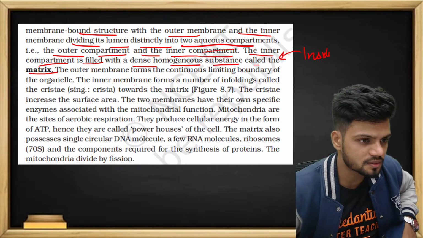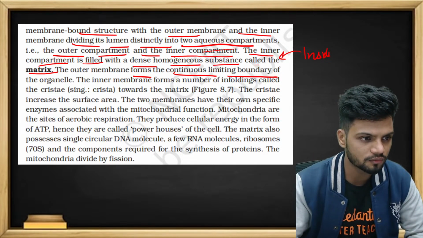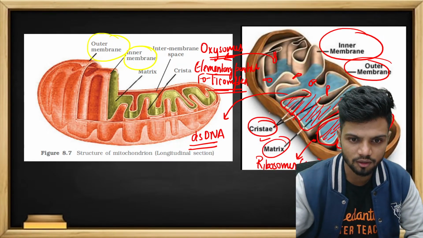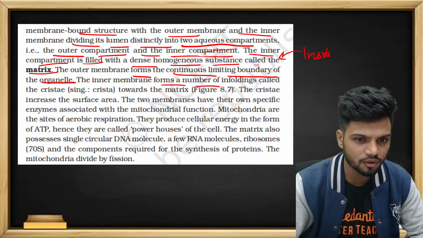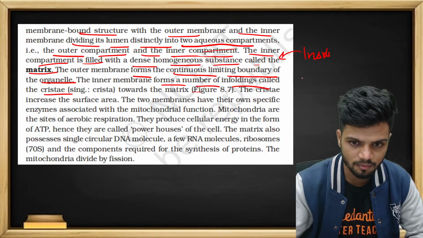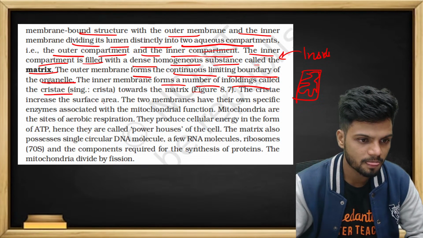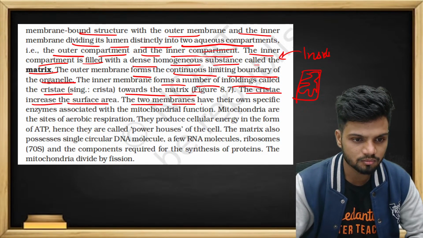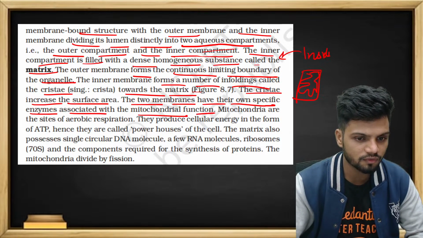Now, the outer membrane forms the continuous limiting boundary of the organelle. You see here, the outer membrane is forming a continuous layer. The inner membrane forms a number of infoldings called cristae. So the inner membrane will have a lot of foldings towards the matrix. The cristae increase the surface area. The two membranes have their own specific enzymes associated with the mitochondrial functions.